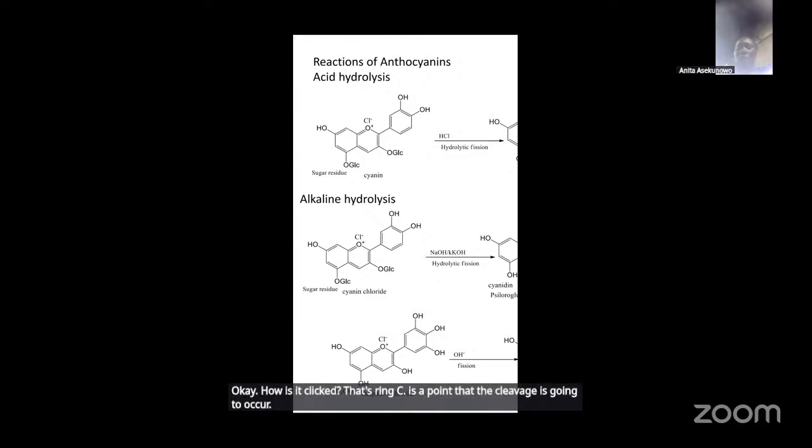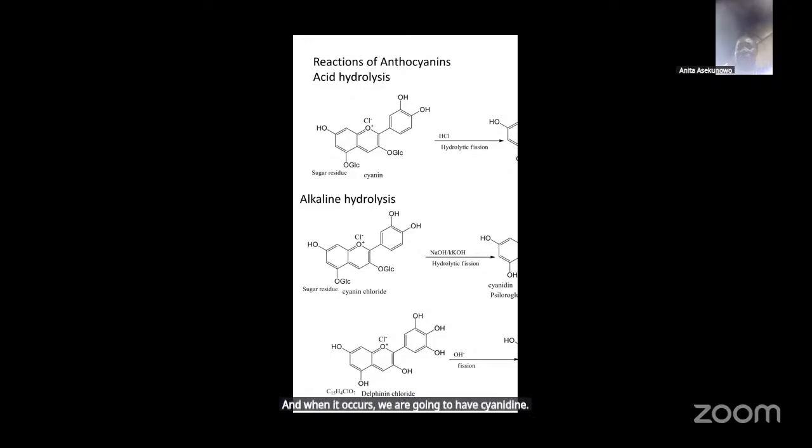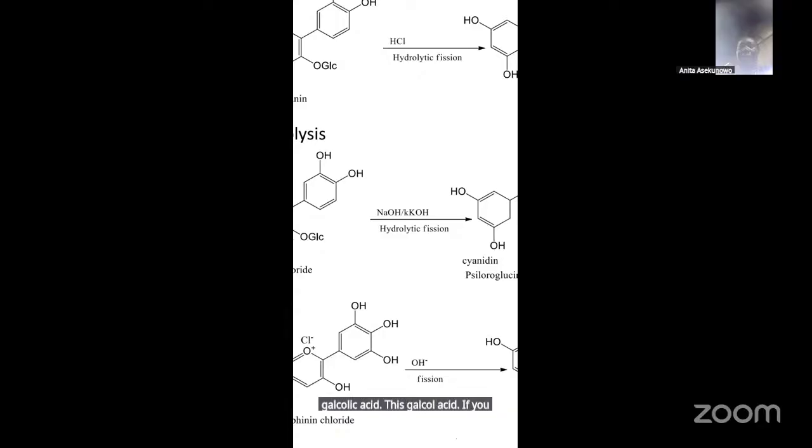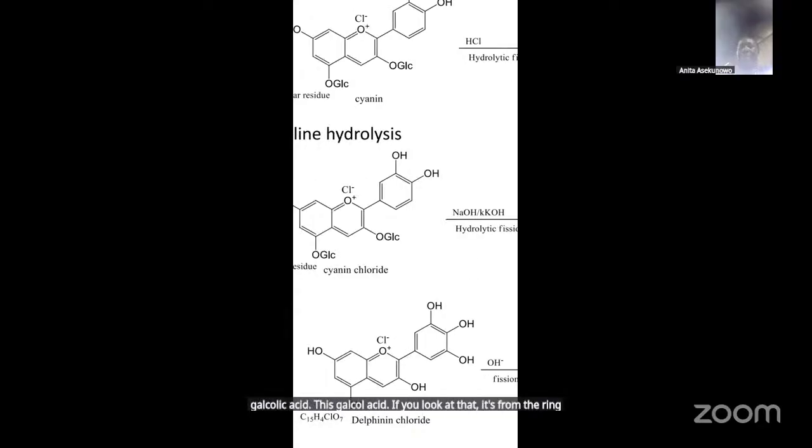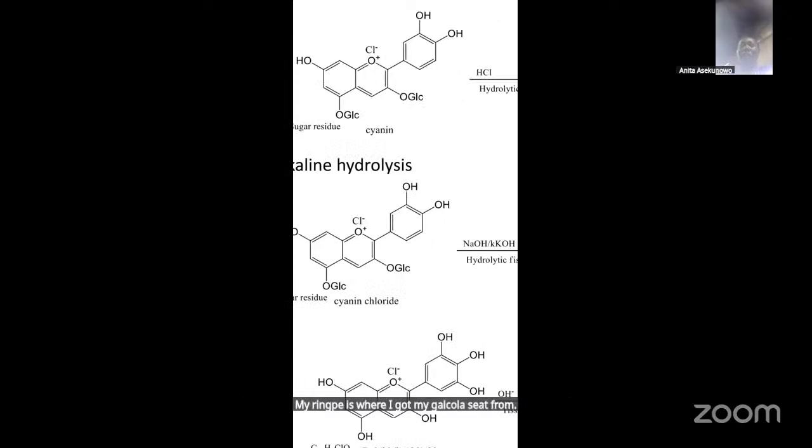And when it occurs, we are going to have cyanidine, phloroglucinol, and glycol acid. This glycol acid, if you look at that, is from the ring B. My ring B is where I got my glycol acid from. Now, the point of cleavage is where the acid is formed. Remember, when you're talking about hydrolysis, or alkaline hydrolysis of a double bond, you're going to form an acid. So that's where the acid is coming from.